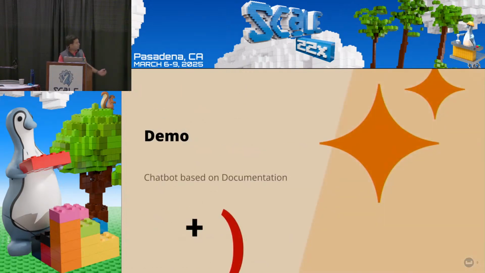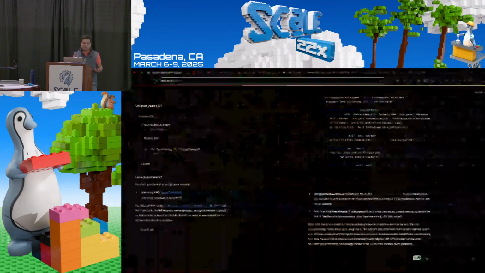With that said, I would also like to go into a bit more complex demo. This is basically the chatbot based on documentation.